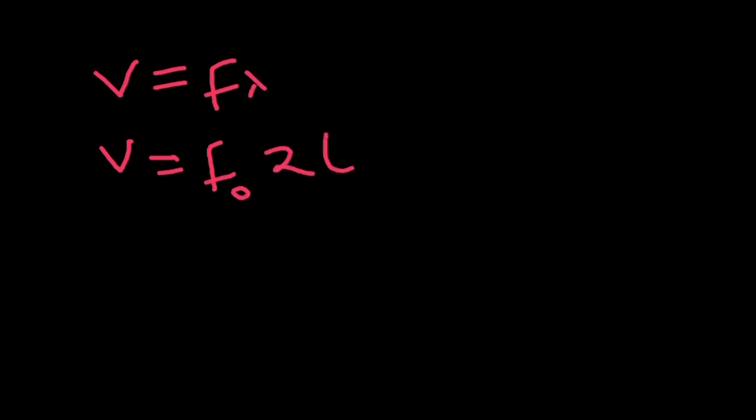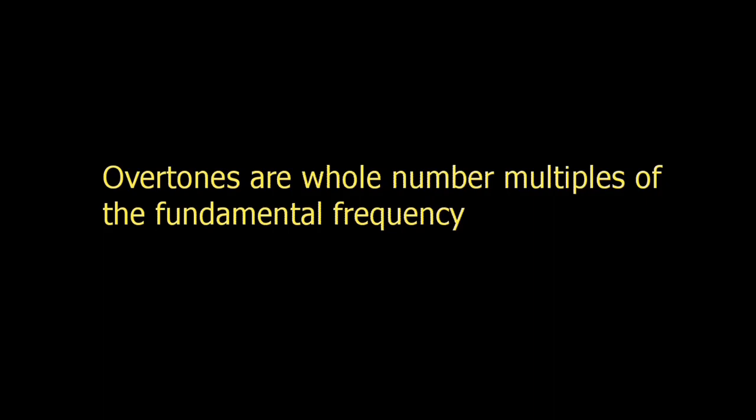If we remember that V is equal to F lambda, then we should know that V now for the open pipe is equal to F naught lambda. Lambda was obtained as 2L, so that the fundamental frequency of the open pipe F naught will be given as V divided by 2L. Let's now examine the concept of overtones. Overtones are whole number multiples of the fundamental frequency.